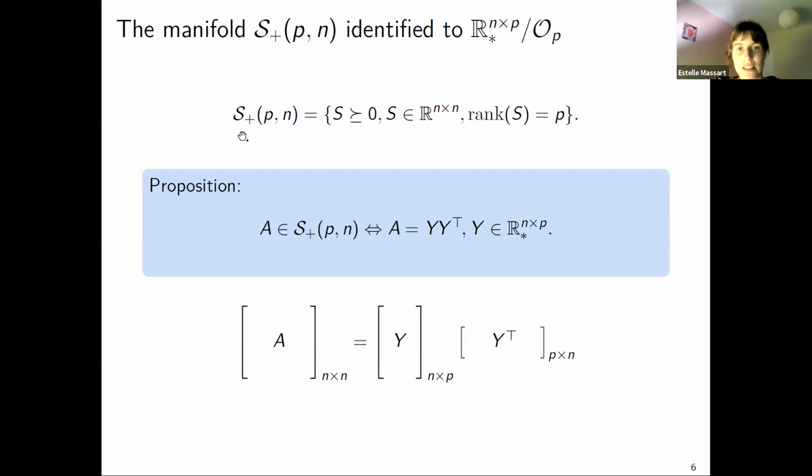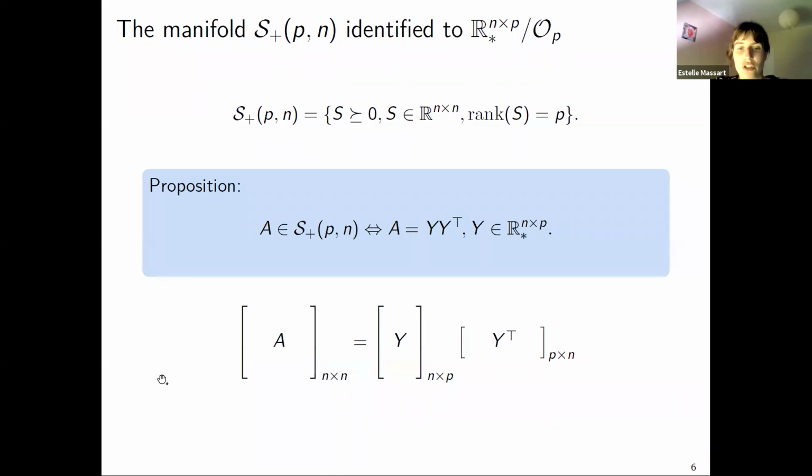So here we're working with S plus Pn, the positive semi-definite matrices of rank P, and we will identify it to this quotient manifold. For those of you who know a bit about differential geometry and tools on manifolds, a manifold can have several representations, and each of those representations will give us a different notion of distance, of shortest path, and many tools will become different depending on the representation that you have chosen from the beginning. Here we are using that representation.